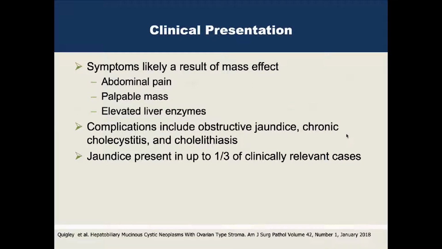And these symptoms may include abdominal pain, a palpable mass, or elevated liver enzymes. As a matter of fact, many patients may get liver imaging because they've had blood tests done which have revealed an elevated alkaline phosphatase, or AST, or bilirubin, and they are noted to have these tumors on imaging. Complications from these tumors can include obstructive jaundice, chronic cholecystitis, and cholelithiasis. Jaundice is present in up to 1/3 of all clinically relevant cases.